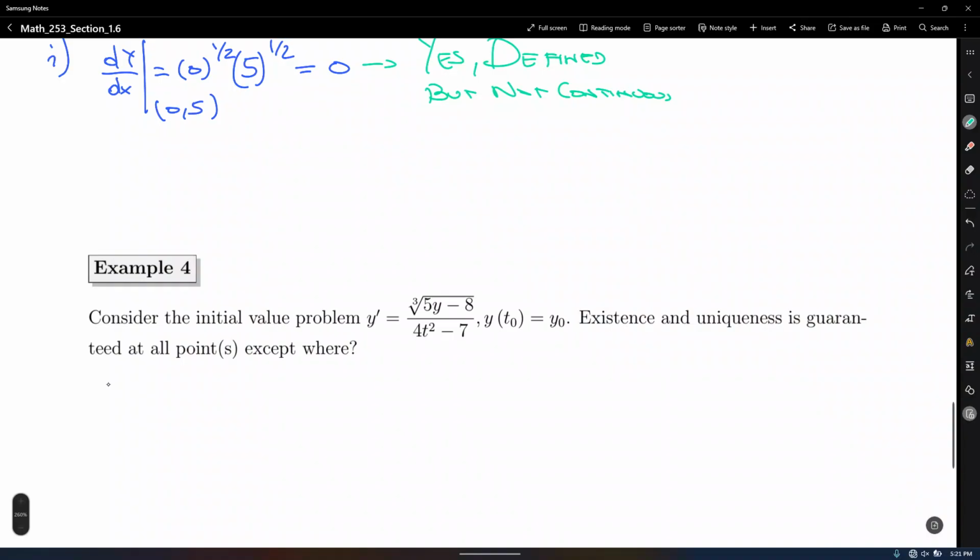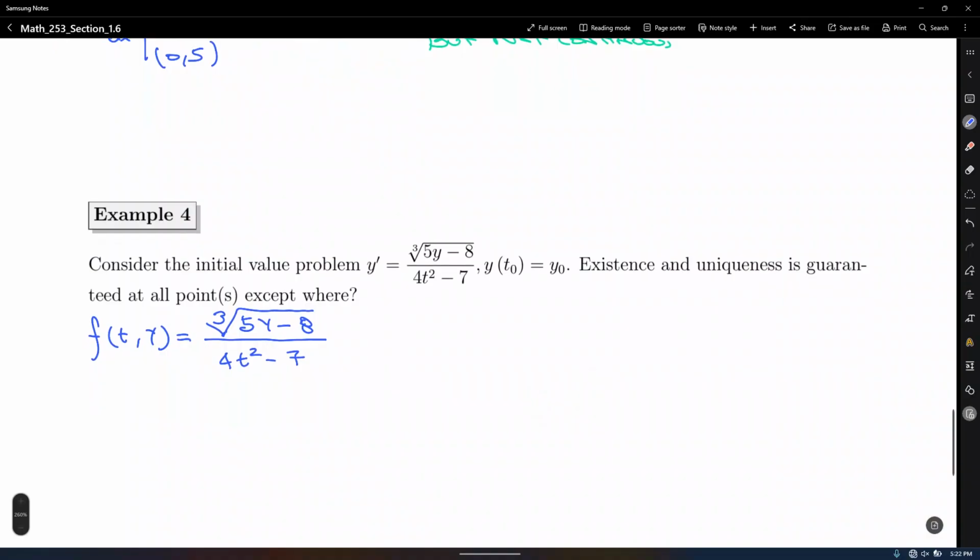Number one, let's define a function. Instead of defining a function of x and y, we're going to define a function of t and y, not of x and y. It doesn't matter what variables we use as long as we give the correct dependent and independent variable for what they are. So that's our function: cube root of 5y minus 8, divided by 4t squared minus 7.